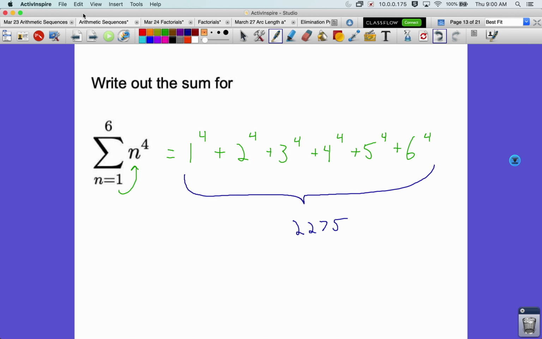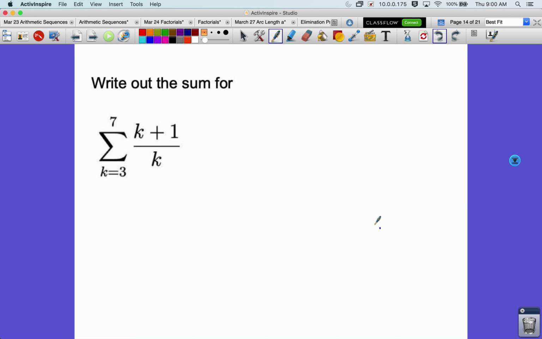But yeah, as easy as that. All right. Here we've got one with 2 k's in the expression. And k is starting at 3 and ending at 7. So this here is going to be 3 plus 1 over 3 plus 4 plus 1 over 4. Notice both of the k's got increased by 1. Plus 5 plus 1 over 5. Plus 6 plus 1 over 6. Plus 7 plus 1 over 7. And then we stop because we've reached our ending number of 7.